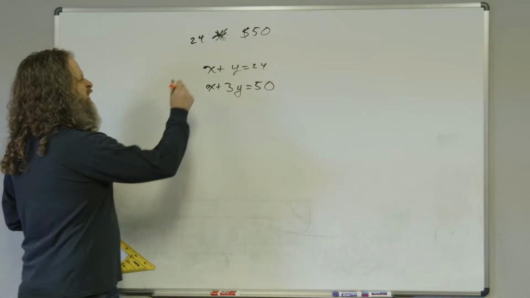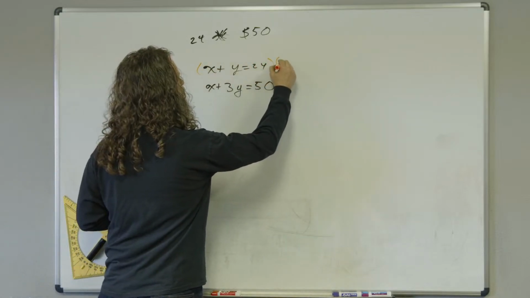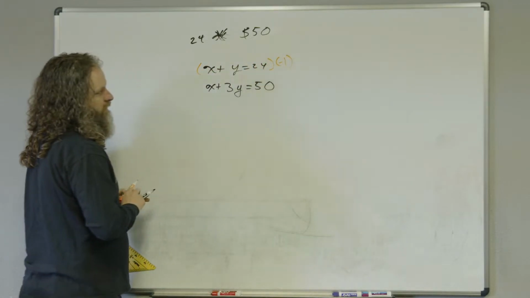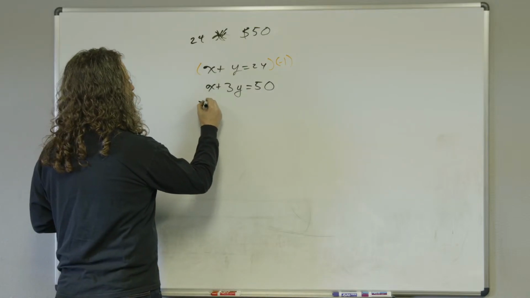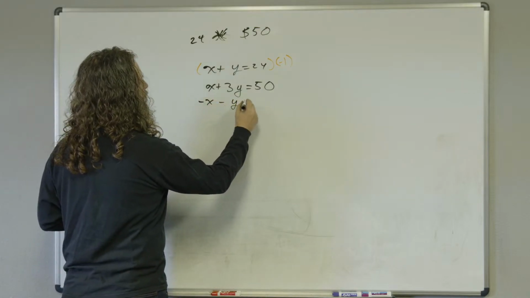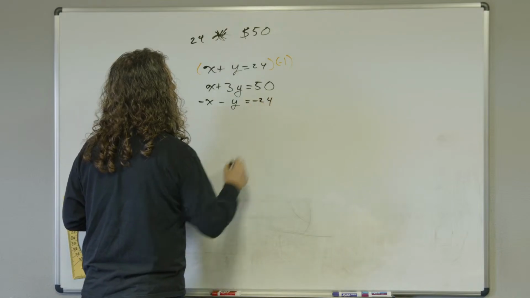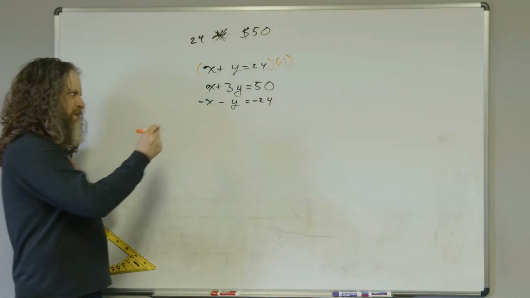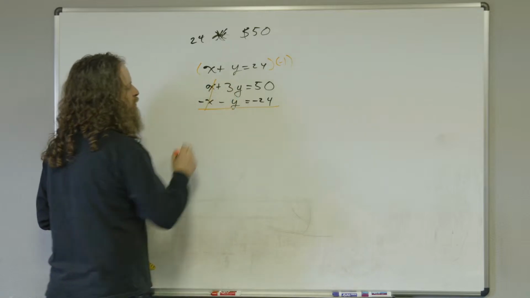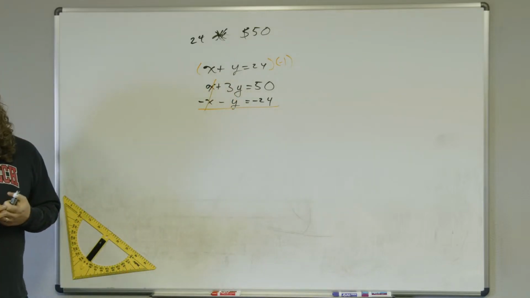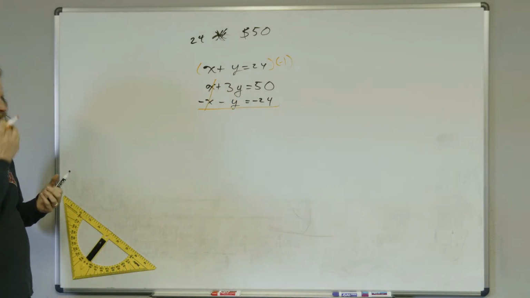Multiply by -1. Multiply this one by -1. Sounds like a great idea. So that turns into negative x minus y equals negative 24. Now we eliminate. The x's poof away. 3y minus y is what?